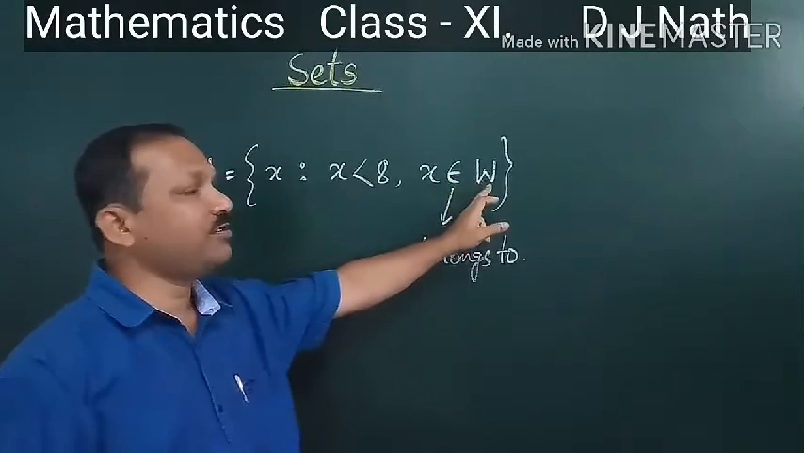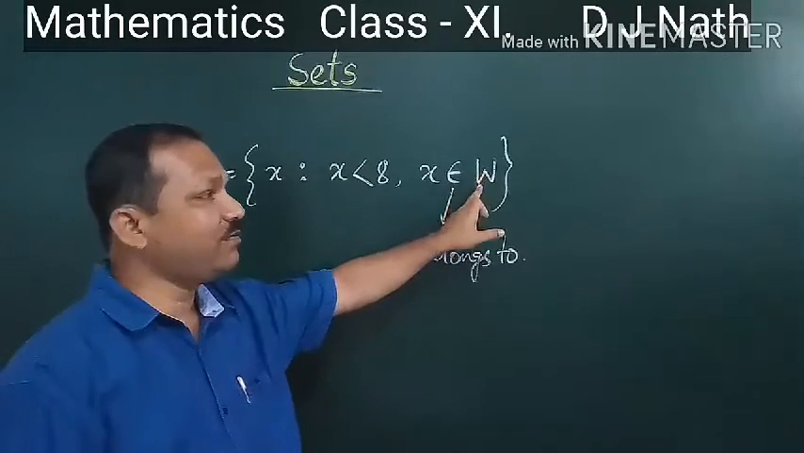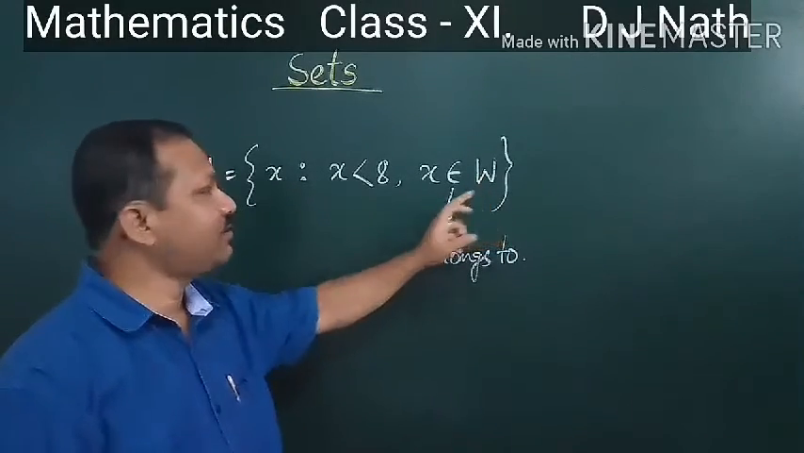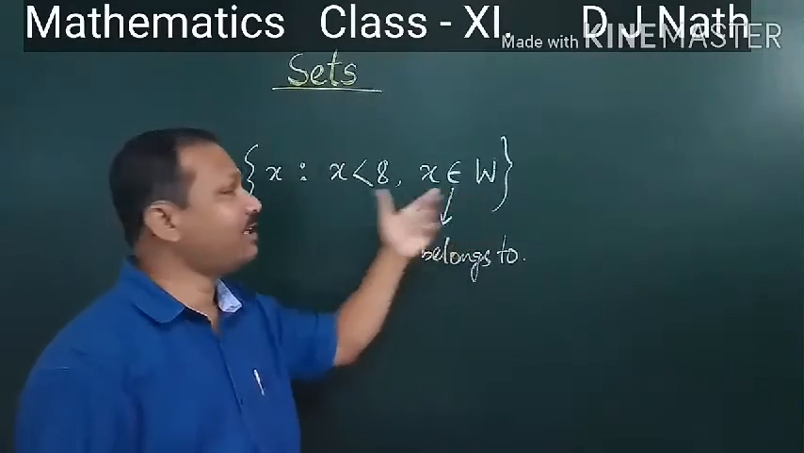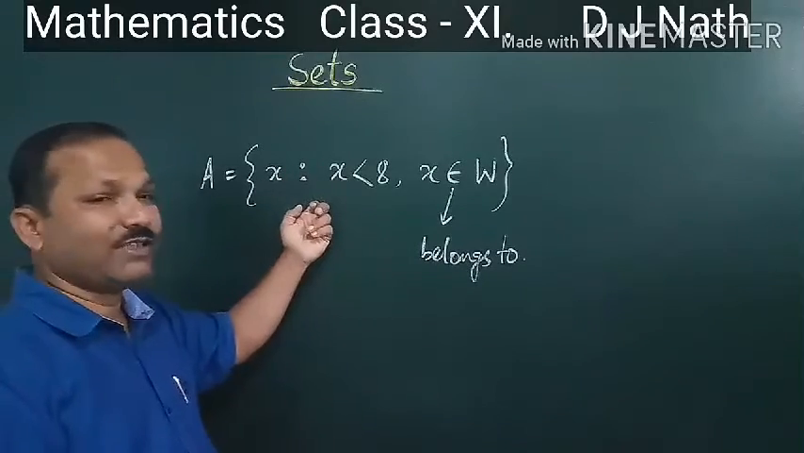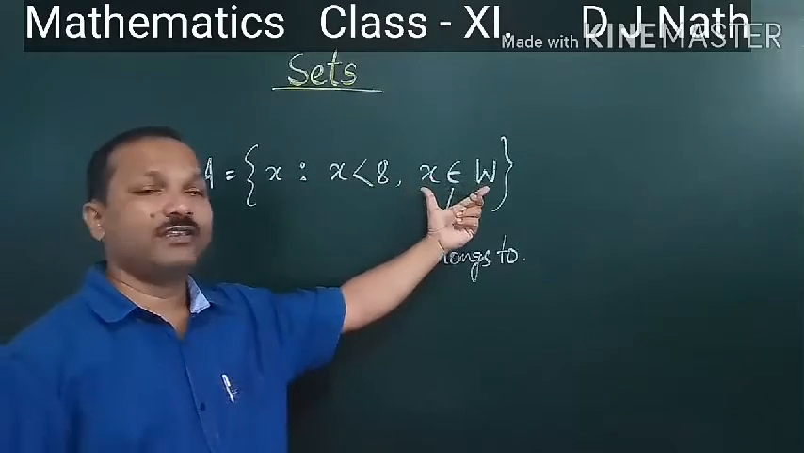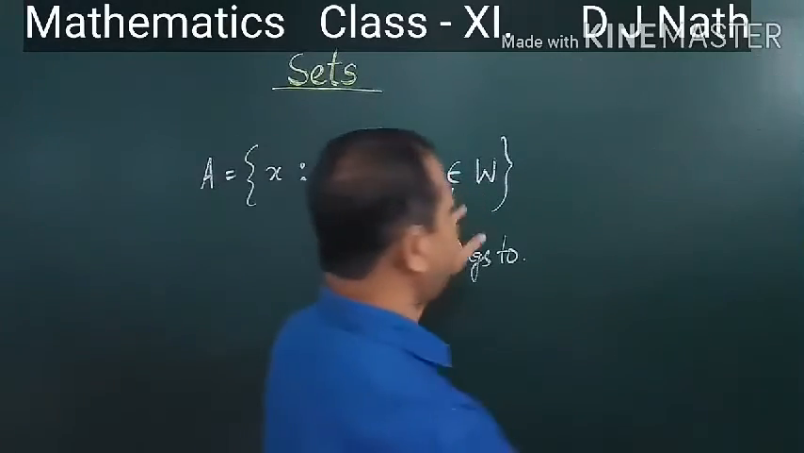So belongs to W. What does that W mean? It is the set of whole numbers. So look at what this indicates. It is X. What are the elements? Elements are less than 8, but which are whole numbers. So this is set builder form.